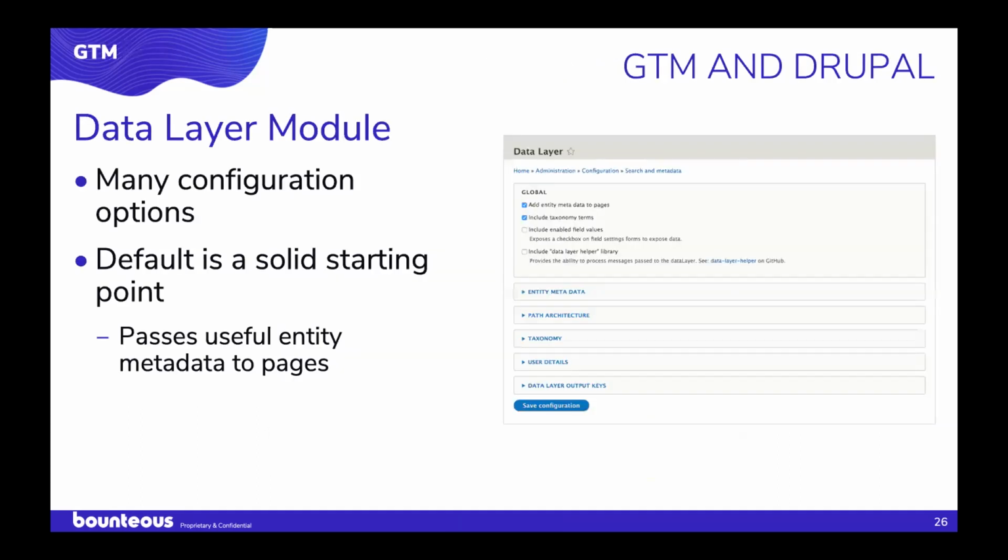So the module itself actually does have quite a bit of configuration options. But the default is a pretty reasonable starting point, and does get a lot of the default additional Drupal data that you might want to make available to your analytics. But there's certain things that you can specify, if you want to track taxonomy terms, and there's a helper JavaScript library that you can enable that makes it a little bit easier to pass data in code back and forth to the data layer.